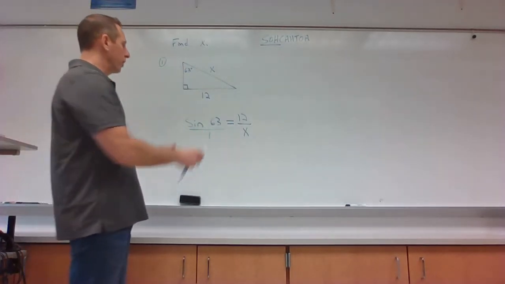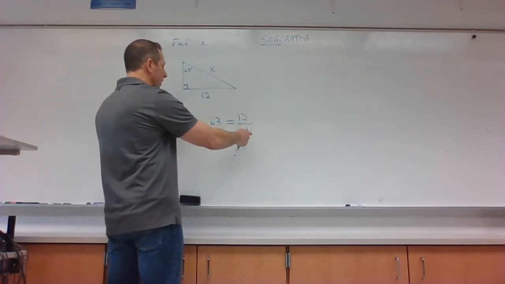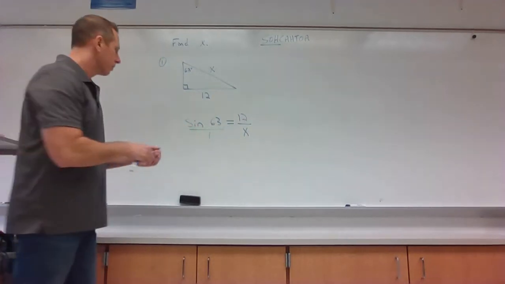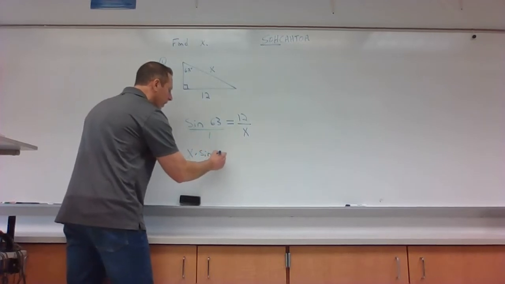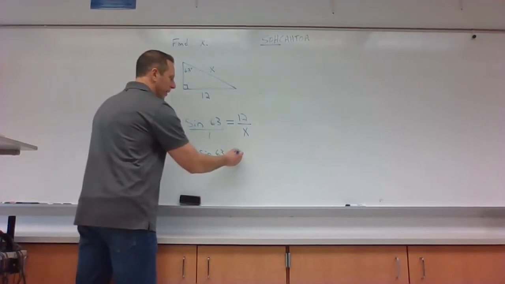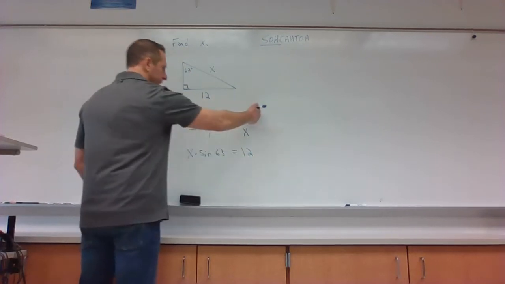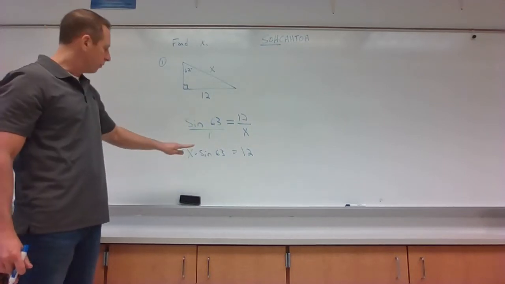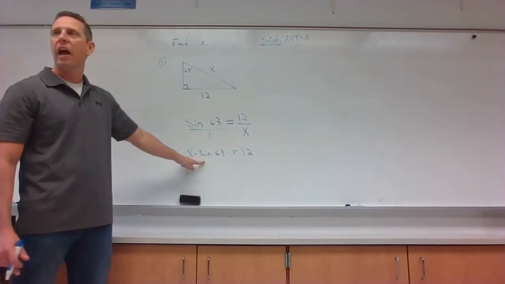So what you're saying is you multiply both sides by x. The x's will cancel out here, and then you have x times sine 63, and then you're going to divide by that. So that's the same thing. If you multiply this side by x, this is what you get. If you multiply this side by x, you just get 12, because the x's cancel. And then we're still getting x by itself. So now how do we get x equals something? How do we get rid of the sine 63?